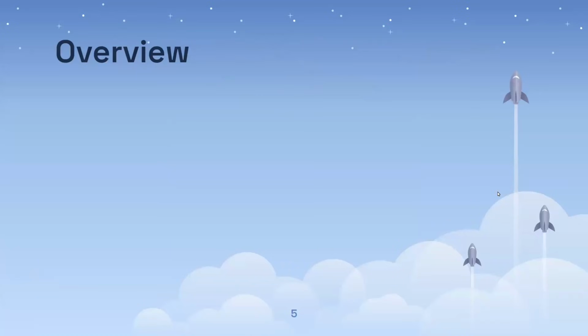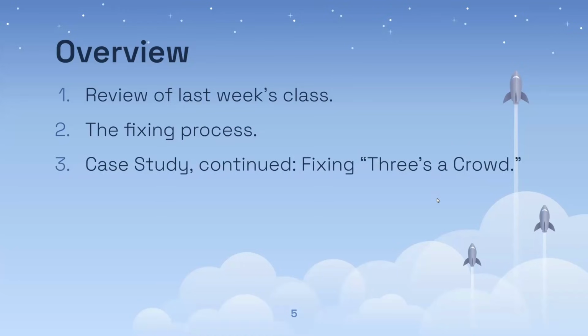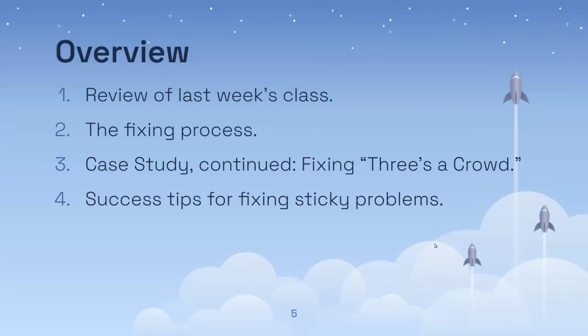So here's what we've got on our schedule for today. We'll do a quick review of last week's class. Then we'll talk about the fixing process, and it is a simple process. Notice I didn't say easy. It's simple. It's just got 3 steps. Then after we go over that, we're going to demonstrate it on the problem that we found in last week's class, and we'll wrap up with some success tips.